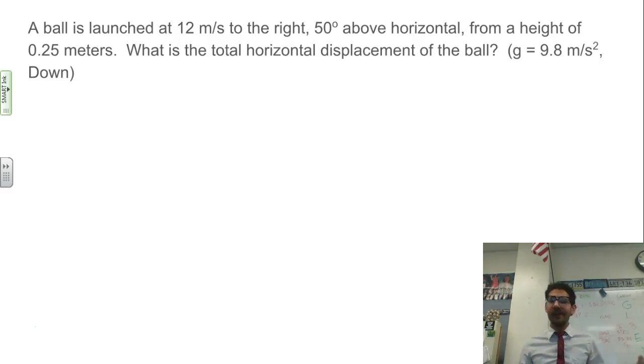So we got a ball, it's launched. I don't know what the exact speed of our ball launchers is, or what you'll be getting, but ours is going to go 12 meters per second to the right at 50 degrees above the horizontal, from a height of 0.25 meters. So we want to figure out what is the horizontal displacement of the ball. The other piece of information that we're going to know is that gravity is going to cause downward acceleration at 9.8 meters per second squared. Cool.